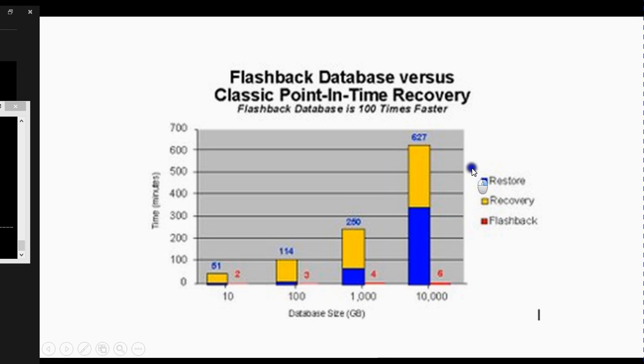And this is a graph that I found online. This is just to show you that Flashback is a much faster recovery method when compared to restore and recover with RMAN. So this is the timing. Minutes wise, you have 2 minutes with the size of 10 gig. That's pretty fast as opposed to 51 minutes.